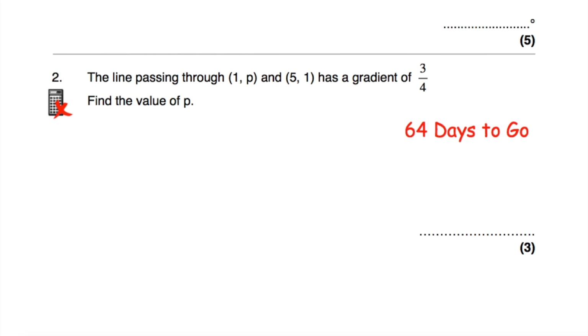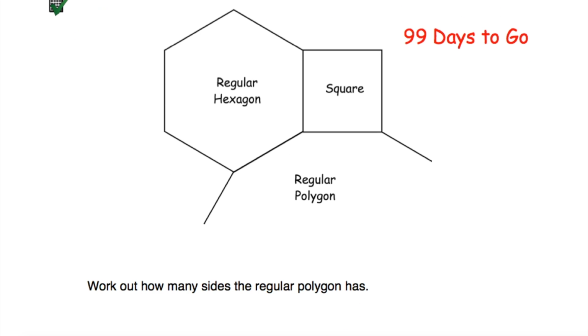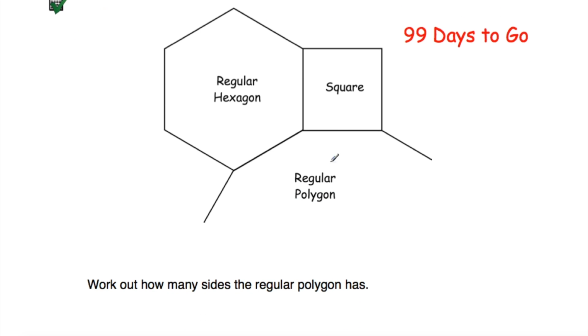Okay, let's look at our next question, question number 3. Question number 3 is on angles and polygons, and we covered that with 99 days to go. In this question, we've been asked to work out how many sides this regular polygon has. What I'd probably want to do is find the size of one of the interior angles. You've got a square, so you know what that angle is.